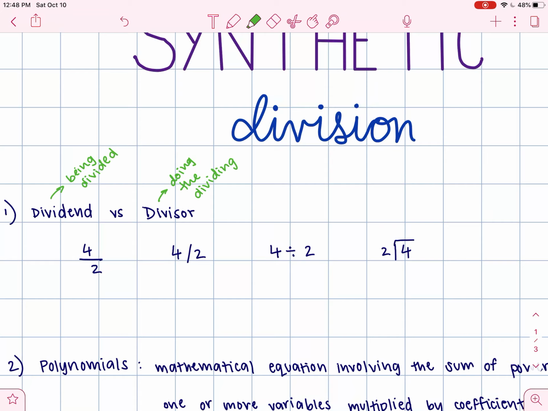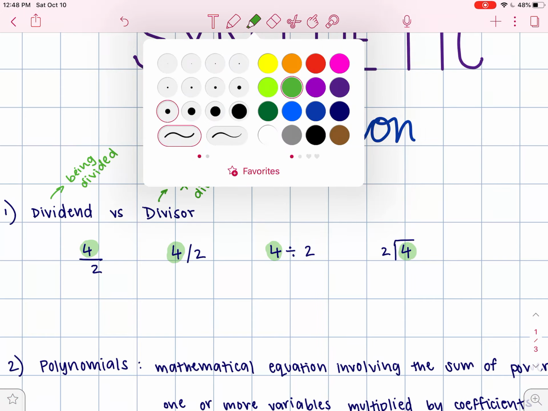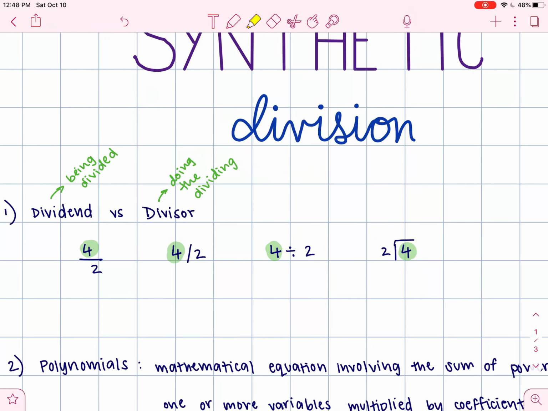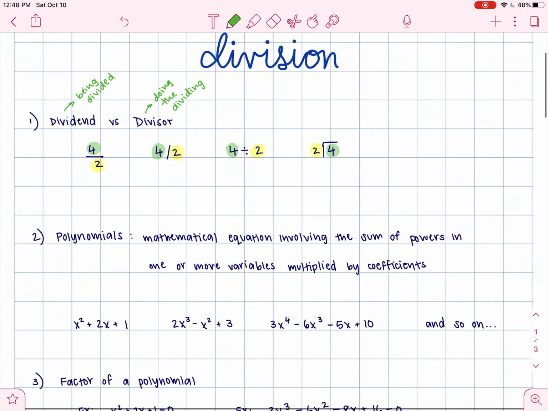So the dividend for all of these is going to be 4. And you can see how they are mostly in front of the 2, except for in this last format, the fraction bar, or sorry, the division bar. And then the divisor, it's always going to be the 2 in this example. And it's normally after the 4, except for in the division bar once again.